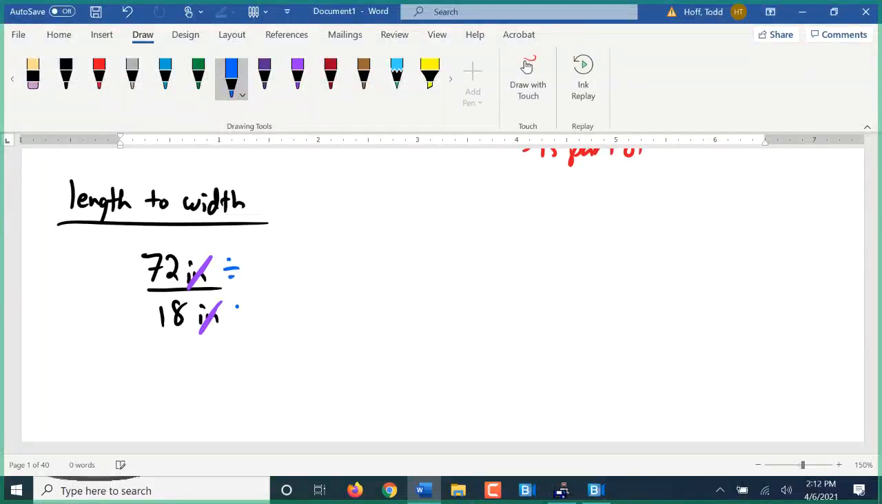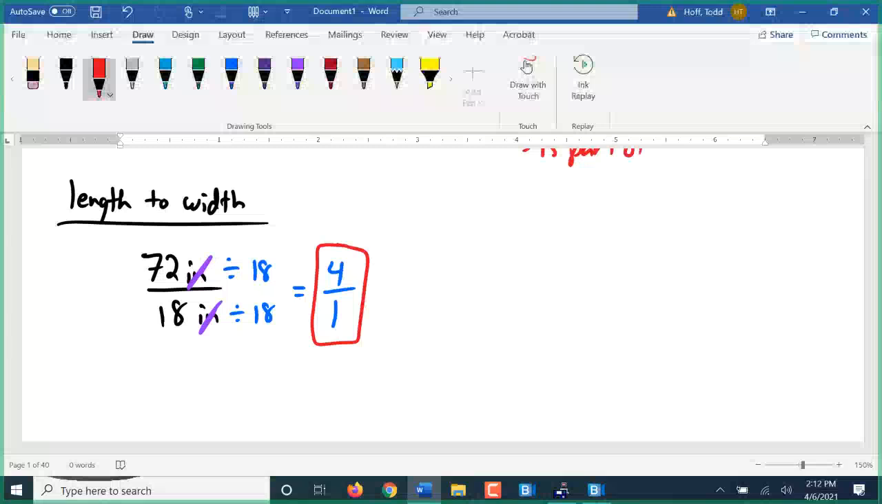Both 72 and 18 can be divided by similar numbers. Same numbers. They can be divided by 2, 3, 6. In fact, they can go all the way up to 18. Both of them can be divided by 18. 72 divided by 18 is 4, and 18 divided by 18 is 1. Now, here's where our ratios differ from fractions a little bit. If this were just a pure fraction, we would just write that as a 4. But we can't do that with a ratio, because a ratio is a comparison between the two numbers. We have to leave it as 4 to 1. Have to keep that comparison in there.